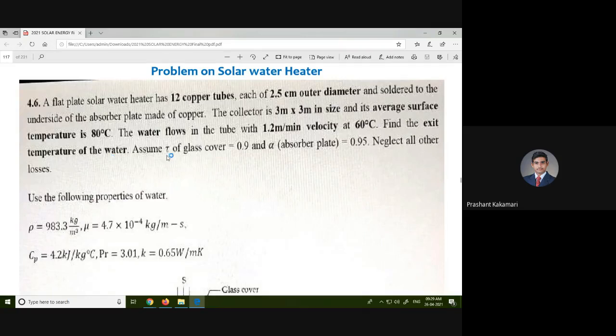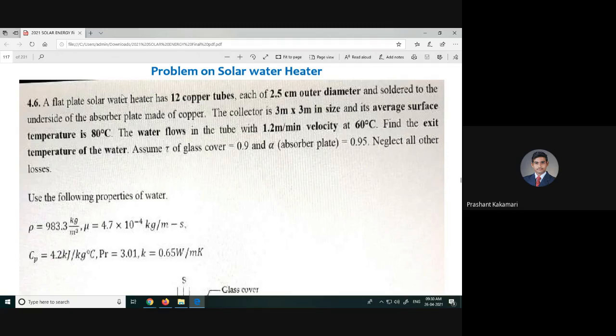Assume the transmissivity of the glass, that is tau. Tau value for the glass cover is 0.9, and absorptivity for the absorber plate is 0.95. So these are the two values given, transmissivity for the glass cover and absorptivity for the absorber. Neglect all other losses. So any other losses, as I told, because of the bond or soldering, any resistance, that you can neglect, and also the losses from the top, sides, and bottom, they have also told to neglect. So we are not going to recall those equations.